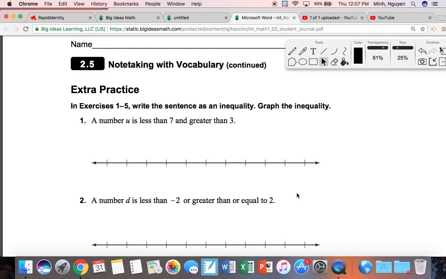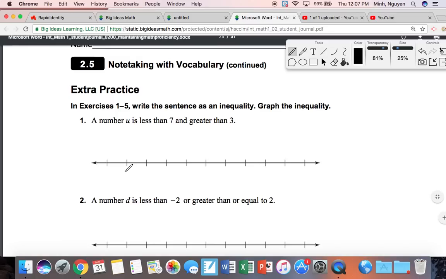So a number u is less than 7 and greater than 3. When it's an and, it has to be both those things at the same time. When it's an or, it's definitely more open-ended. It can go one of two ways, the left or the right. So if we look at this, less than 7 and greater than 3, let's just set up our number line.